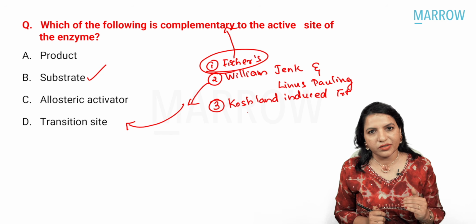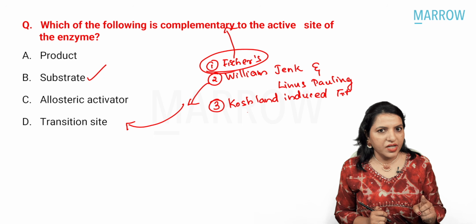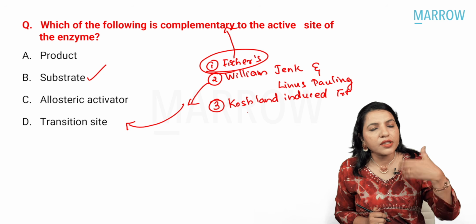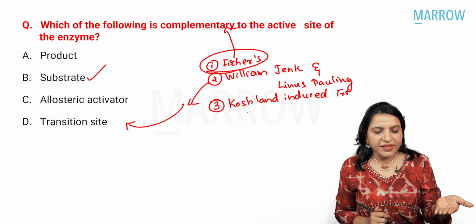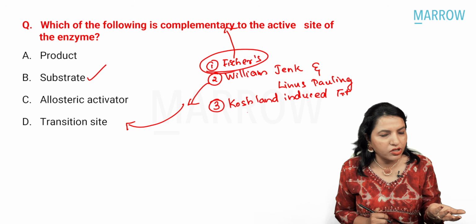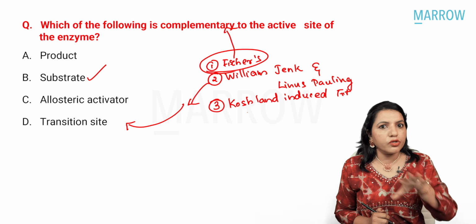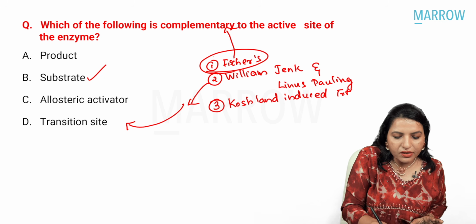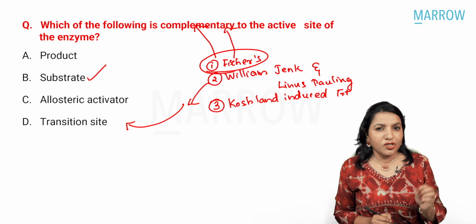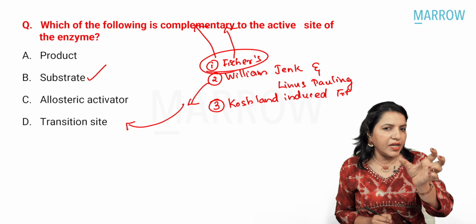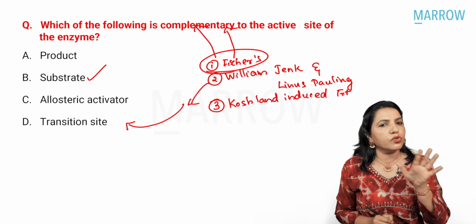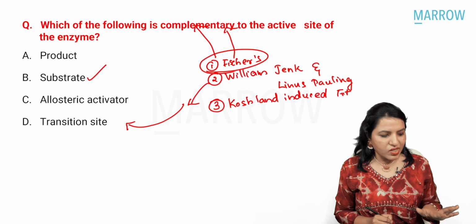Then how will we go about this? If you have some doubts like this, I should make this point clear. Unless a specific theory's name is mentioned, for example, in this case, it is not mentioned whether it is Fisher's or Koch-Lenz or William-Jenck Linus Pauling theory, you have to take the common thing, that is Fisher's template theory, that it is complementary to the substrate. If it is specifically mentioned as William-Jenck and Linus Pauling, then we can say the answer is transition state. Otherwise, you should not give the answer as transition state.